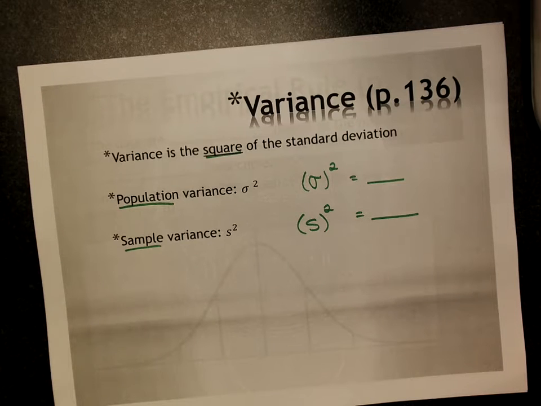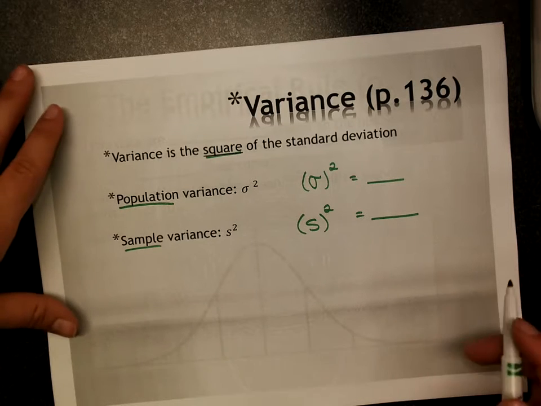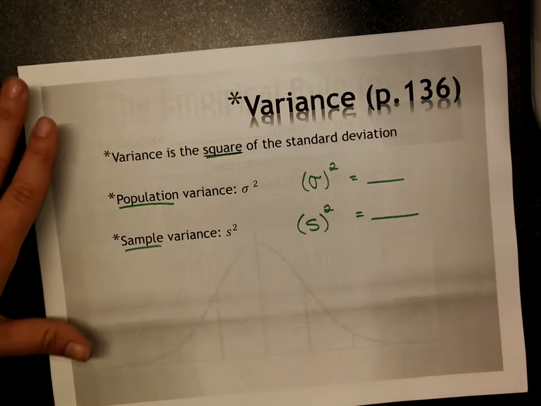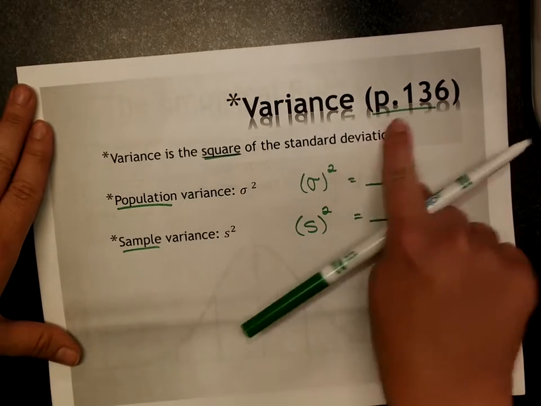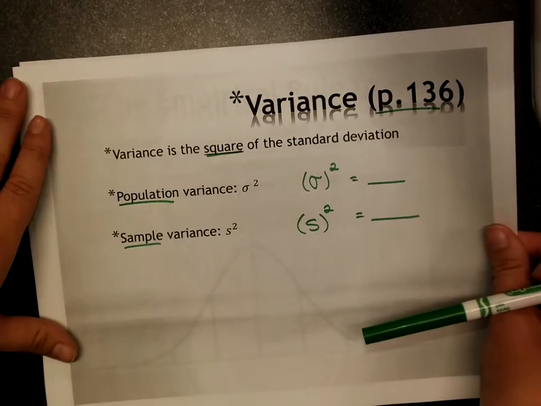I think there's one homework question about variance. Not important as much in this course as it would be in a more advanced statistics course. So if you need more explanation of that, it's on page 136.